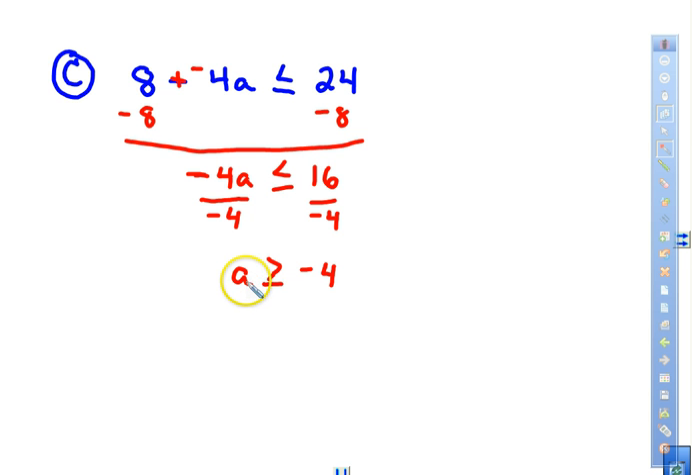And you can plug it in again and check. We're looking for a number that is greater than or equal to -4. Well, a number greater than -4 would be 0. We always like to use 1s and 0s if possible. So we can plug 0 in, and -4 times 0 is 0, and 8 plus 0, or we can look at it as 8 minus 0 if we go back to the original equation. And is 8 less than or equal to 24? It absolutely is.